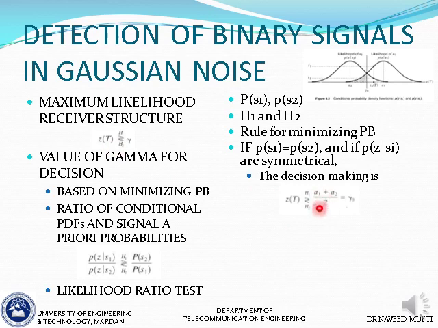A1 is the signal component. Remember, Z of t had a signal component and a noise component. So here we are talking about the signal component. A1 is the signal component of Z of t when S1 of t is transmitted, and A2 is the signal component of Z of t when S2 is transmitted.